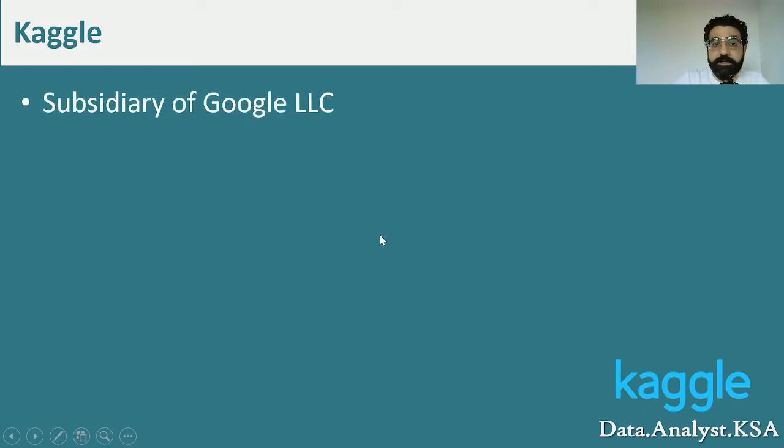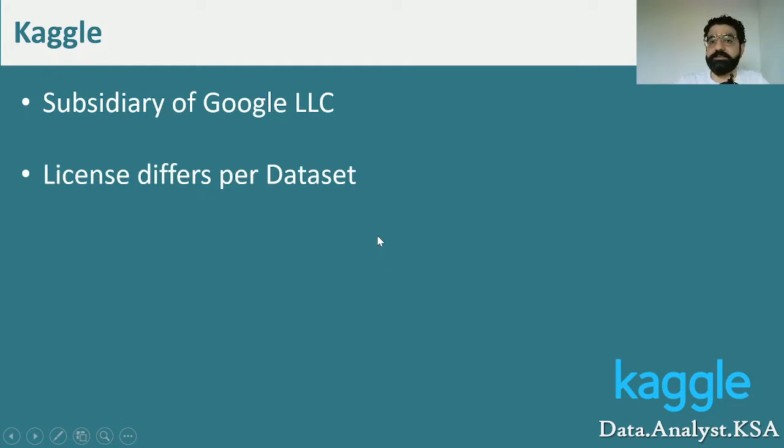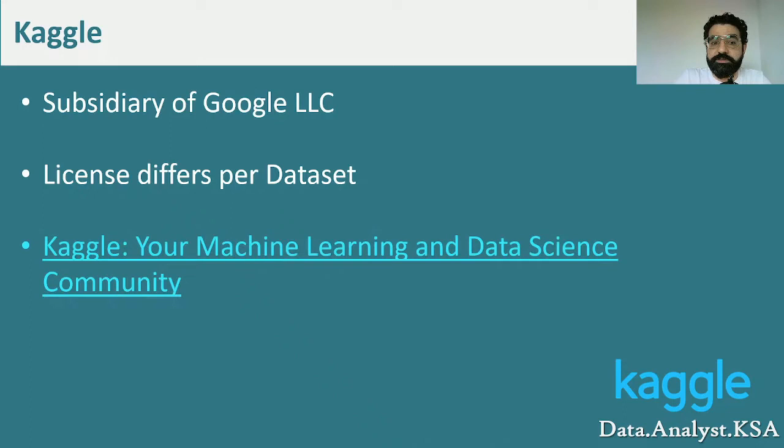Now the second website in our list is Kaggle, and Kaggle is a subsidiary of Google, the limited liability company. The license here differs per dataset because it's almost like an open platform where users add datasets. Everyone adds their dataset and puts their licensing requirement. A lot of it is Creative Commons that you can use directly. Some of it might require referencing. So you can read this in the dataset that you are specifically interested in. So let's go into Kaggle.